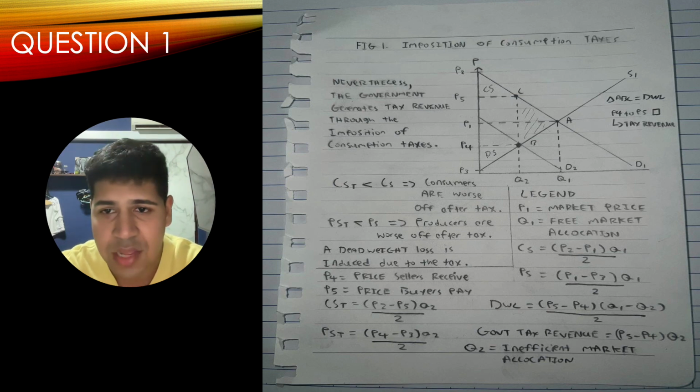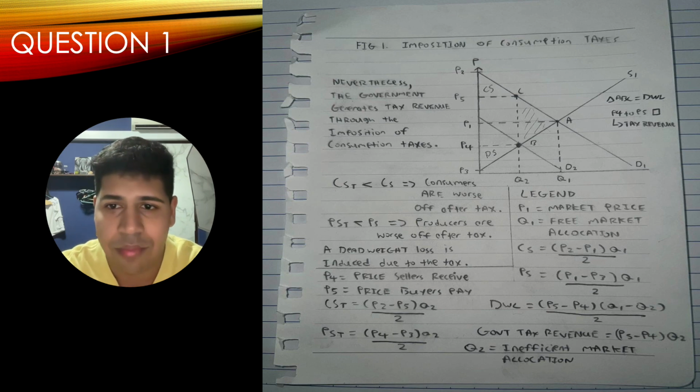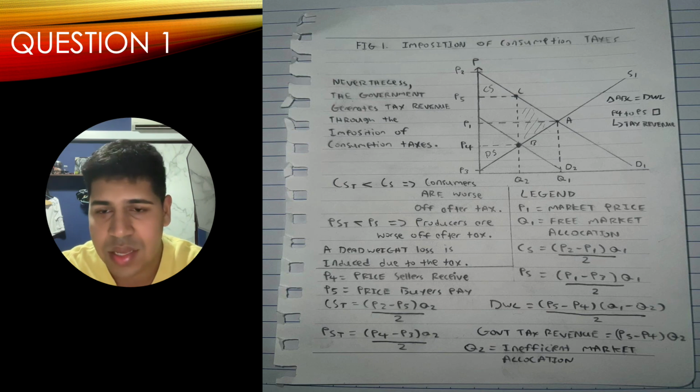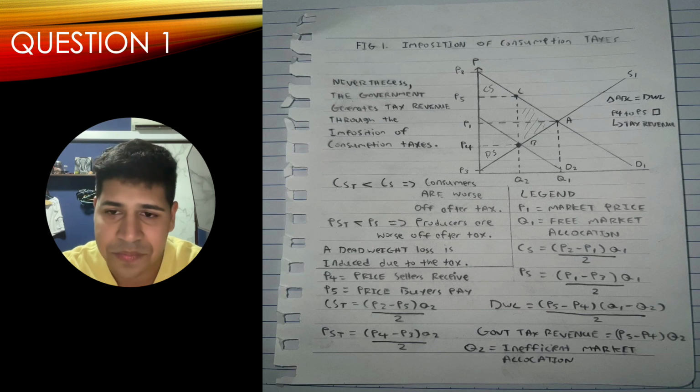The demand curve is labeled as D and it represents consumers. The supply curve is labeled as S, representing producers. The new price equilibrium point, which is point A, is after the imposition of a consumption tax and is higher than the initial equilibrium price of point B. Consumer surplus is labeled as CS, producer surplus is labeled as PS, and the deadweight loss is shaded.